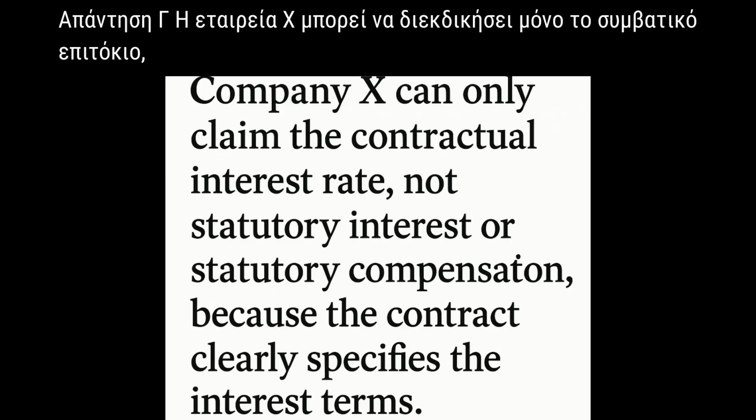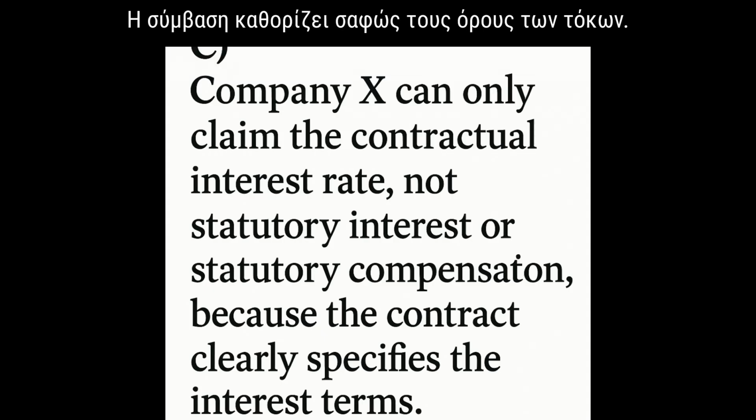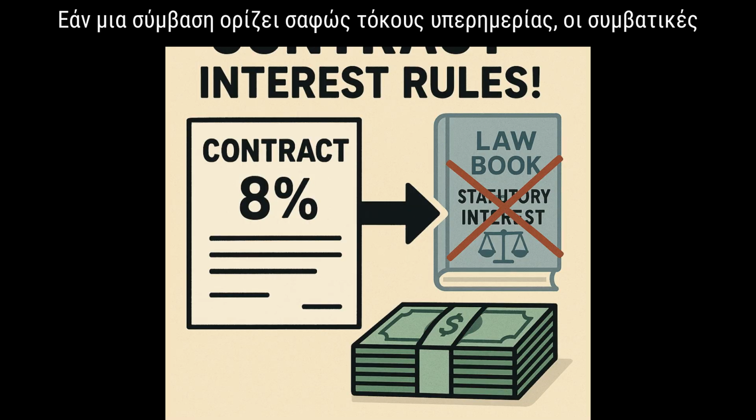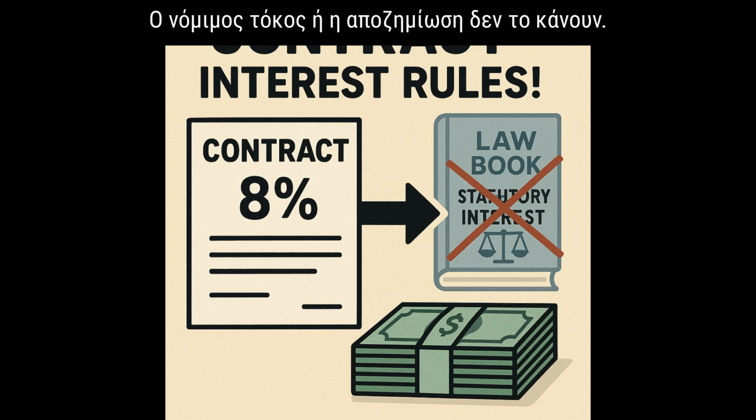Answer: C. Company X can only claim the contractual interest rate, not statutory interest or statutory compensation, because the contract clearly specifies the interest terms. If a contract clearly sets interest for late payments, contractual interest applies and statutory interest or compensation does not.